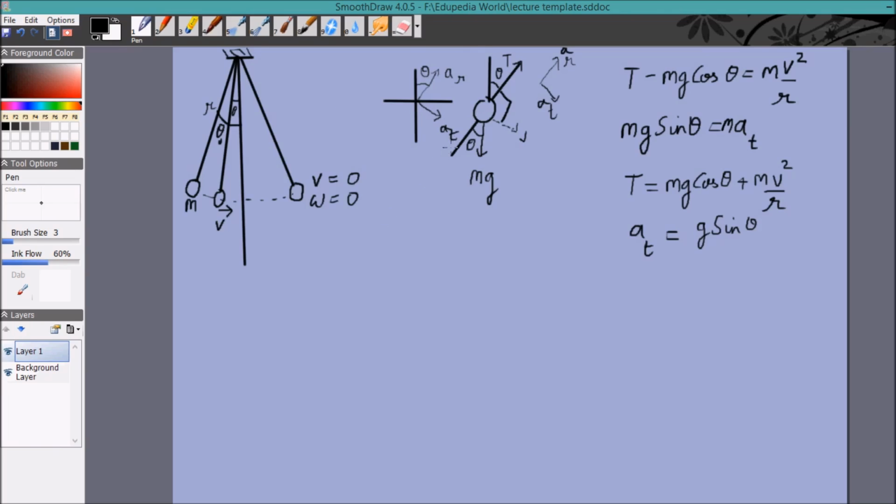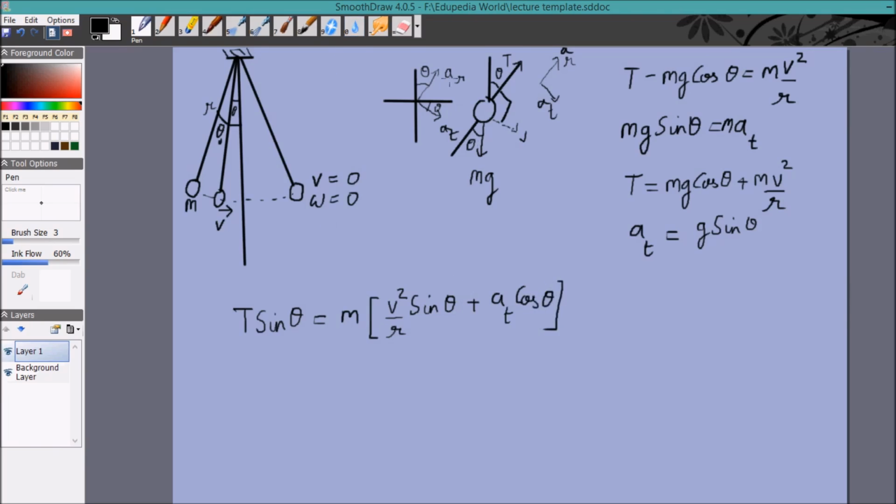So let's take the horizontal direction. In the horizontal direction, mg has no component, T has a component, T sine theta. So my first equation will be T sine theta is equal to mass times the acceleration in the horizontal direction. What is the acceleration in the horizontal direction? This is theta, so this is also theta. So the acceleration in the horizontal direction is actually a_r sine theta plus a_t cos theta, right? They both have a component in the horizontal direction. So a_r will be v squared by r sine theta plus a_t cos theta. So this is my first equation.